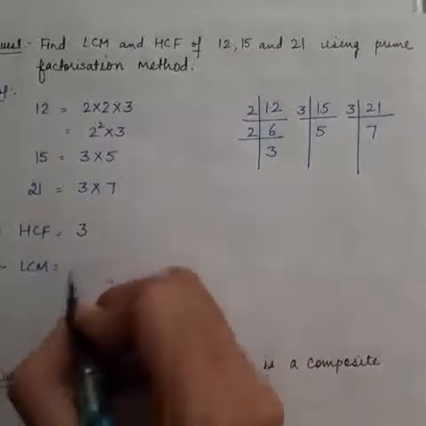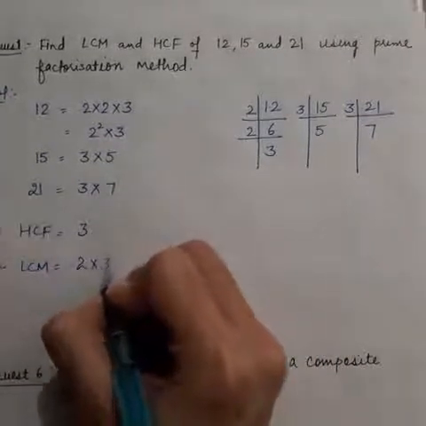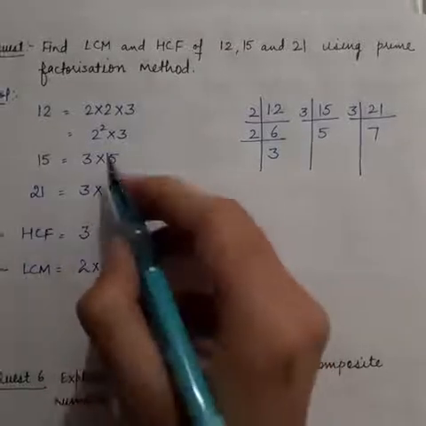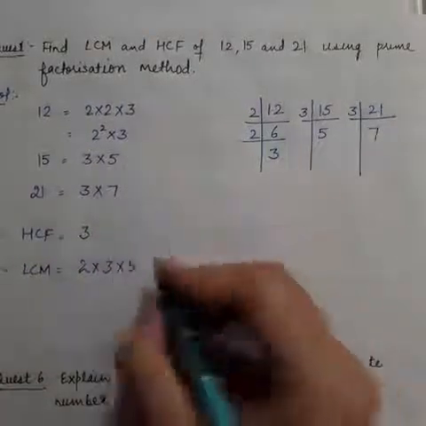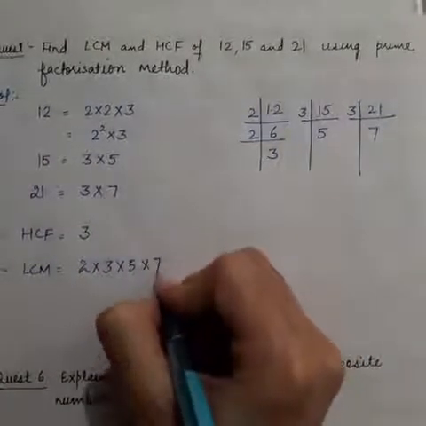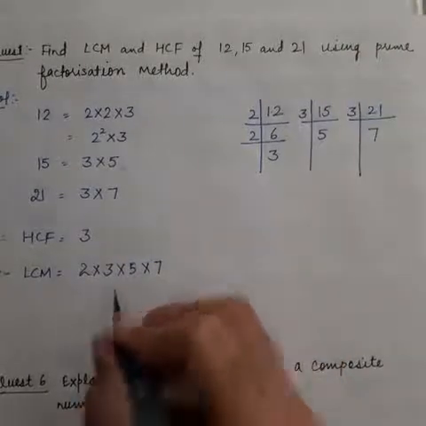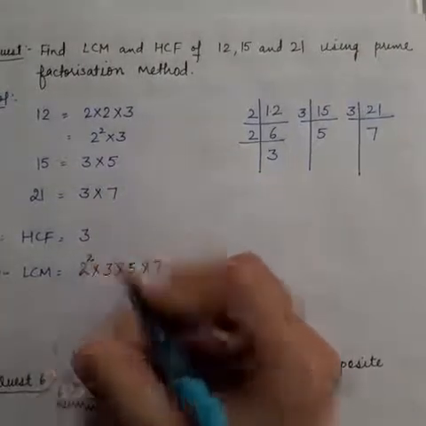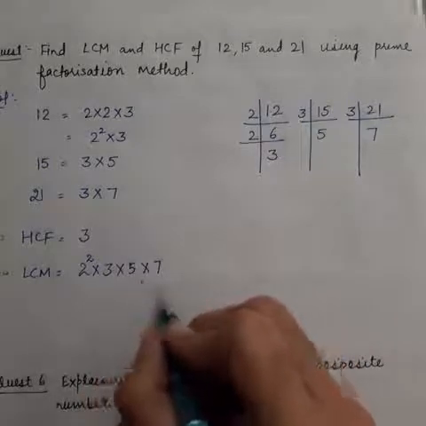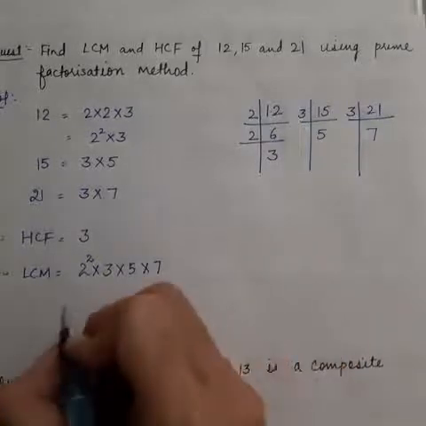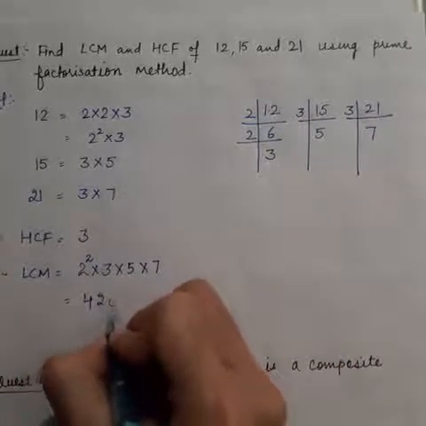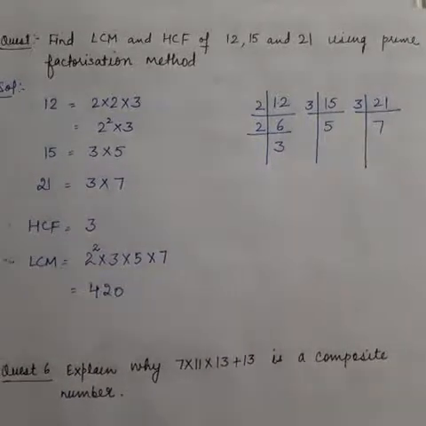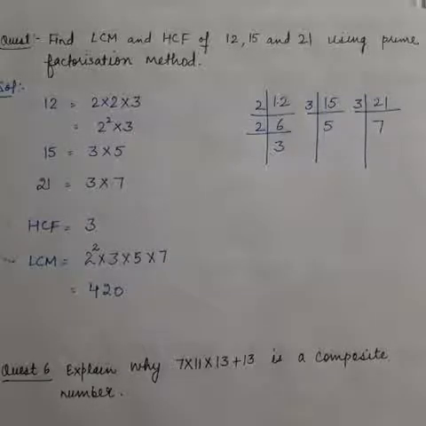For writing LCM, we need to write all the prime factors. See, we are having 2, 3, 5 and 7. Write down all the prime factors with highest powers. Now 2 is having square with it. 3, 5, 7 all are having power 1. So if we solve it, we are going to get 420, which is our LCM. Same procedure will be followed for two numbers as well as three numbers to find their HCF and LCM.